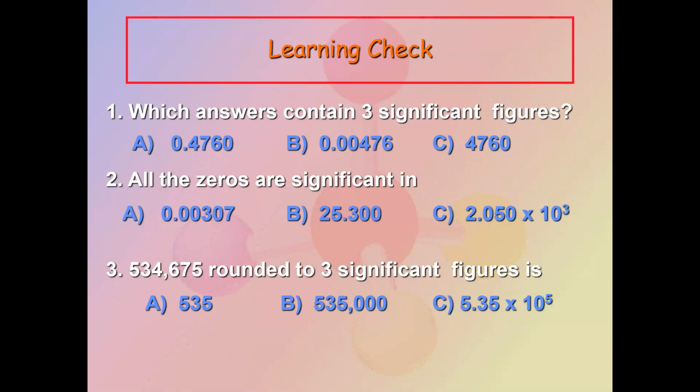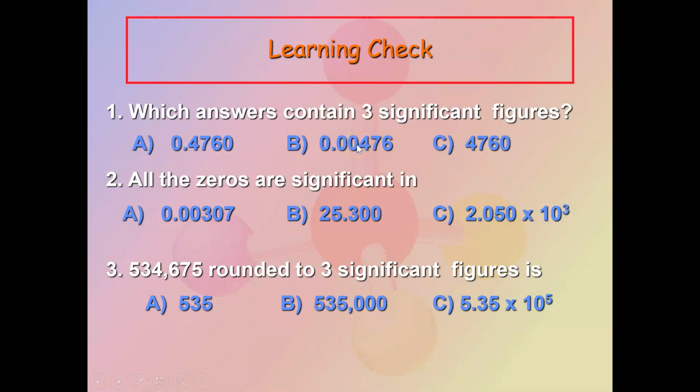So let's do a little bit of a learning check. Question 1 asks us which answers contain 3 significant figures. Once again, you can use the rules. Atlantic Pacific, doesn't matter. Let's use Atlantic Pacific on A. So we see that the decimal point is present, so we're going to start on the Pacific Ocean side. I go until I reach my first non-zero number, which is this 4. Then everything after it becomes significant, which means I have 1, 2, 3, 4 significant figures. So it can't be that one.